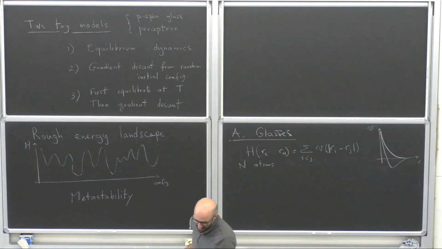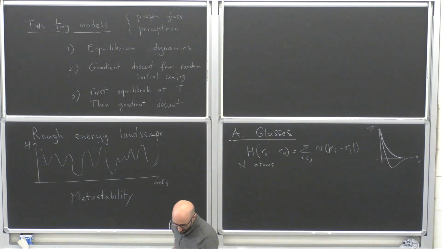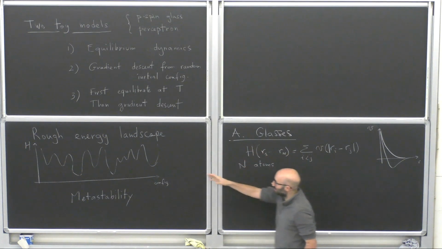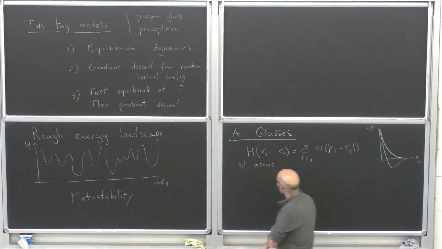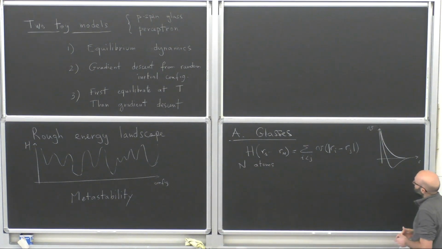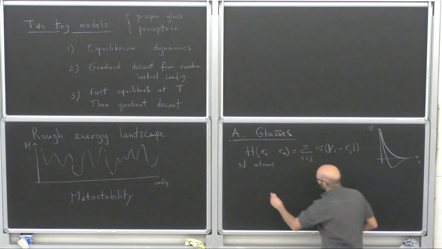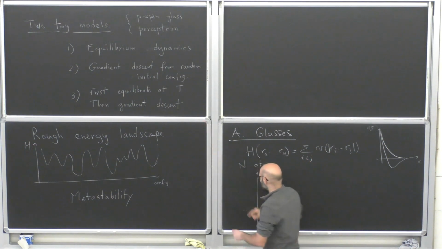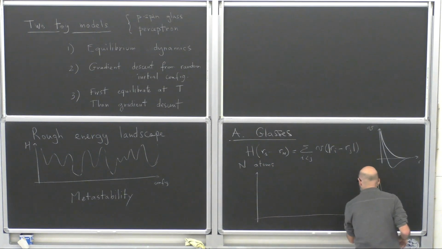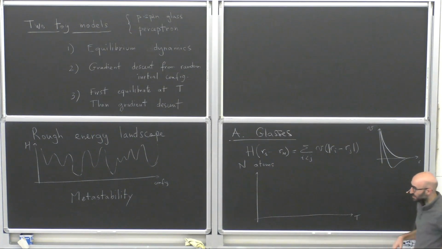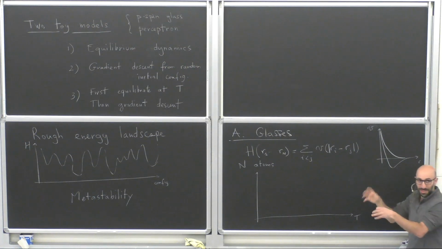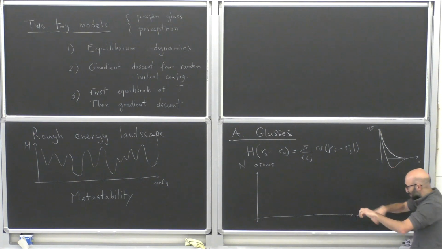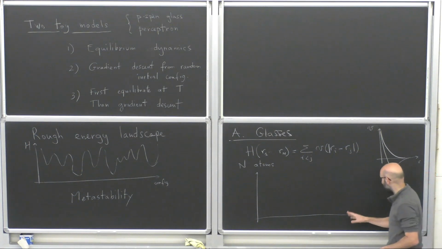Why do we know that this Hamiltonian function has this shape? Well, because when we prepare a glass, what we do is precisely something like that. We start at high temperature. We take our atoms and we mix them. So we have some high temperature melt. You mix all your things, you melt them, so you get a liquid.